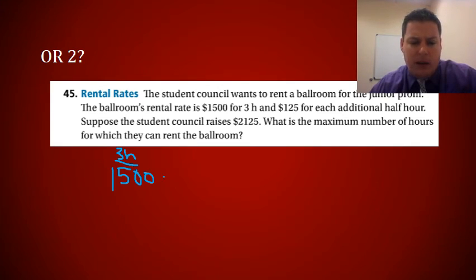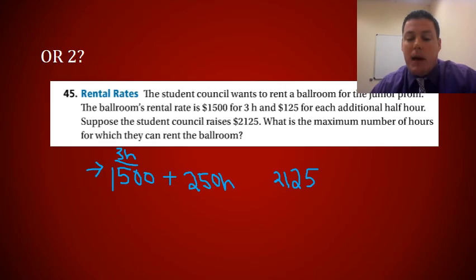I'm going to recommend that we write this as plus, that's what "and" is, $250 per hour. It's $125 for each half hour, which means it'd be $250 per hour. And the reason I'm using hours is because here we decided to write in hours, so I'm going to keep everything in the same time frame. So I have 1500 plus 250H, and then it tells us that the student council raises 2125. So I know this is going to be on the other side of my equation. And it wants to know what is the maximum number of hours for which they can rent the ballroom.